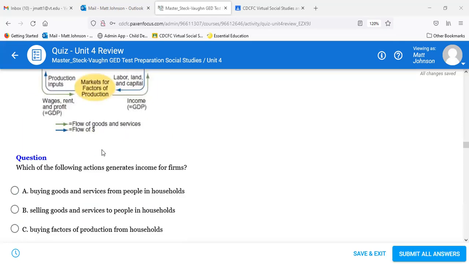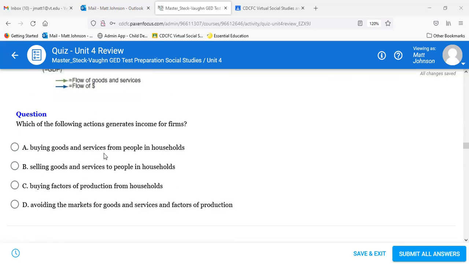Let's go to Etta. Would you read number 11 for us? Okay, which of the following actions generates income for firms? A, buying goods and services from people in households. B, selling goods and services to people in households. C, buying factors of production from households. Or D, avoiding the markets for goods and services and factors of production.